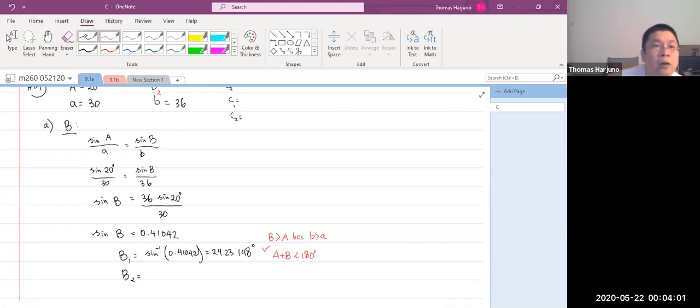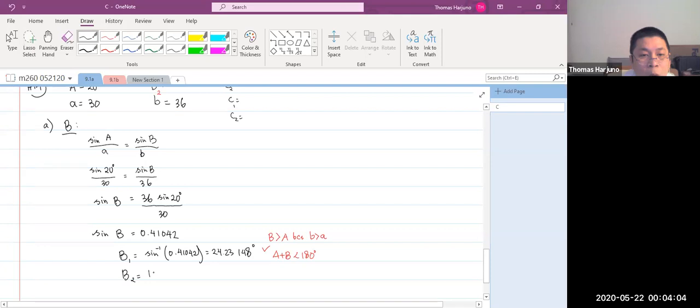Now how about B2? B2 will be 180 degrees minus B1. That will give us 155.76852 degrees. And it's still okay because it satisfies both requirements. B2 is 155 while A is 20, so the sum is still less than 180 degrees.